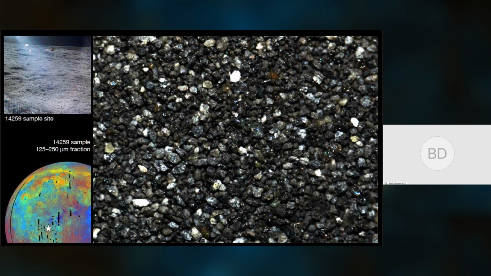When we look at it up close, as you can see here in the 125 to 250 micron size fraction of an Apollo 14 sample, we can see this trove of minerals, lithic fragments, breccias, and glasses that all contain their own story of the history of the moon. Then when we zoom out from that sample to where the landing site, shown with a star at the lower left, lies at the global scale, we can tie these small bits of regolith to the bigger picture of the moon's origin and evolution.